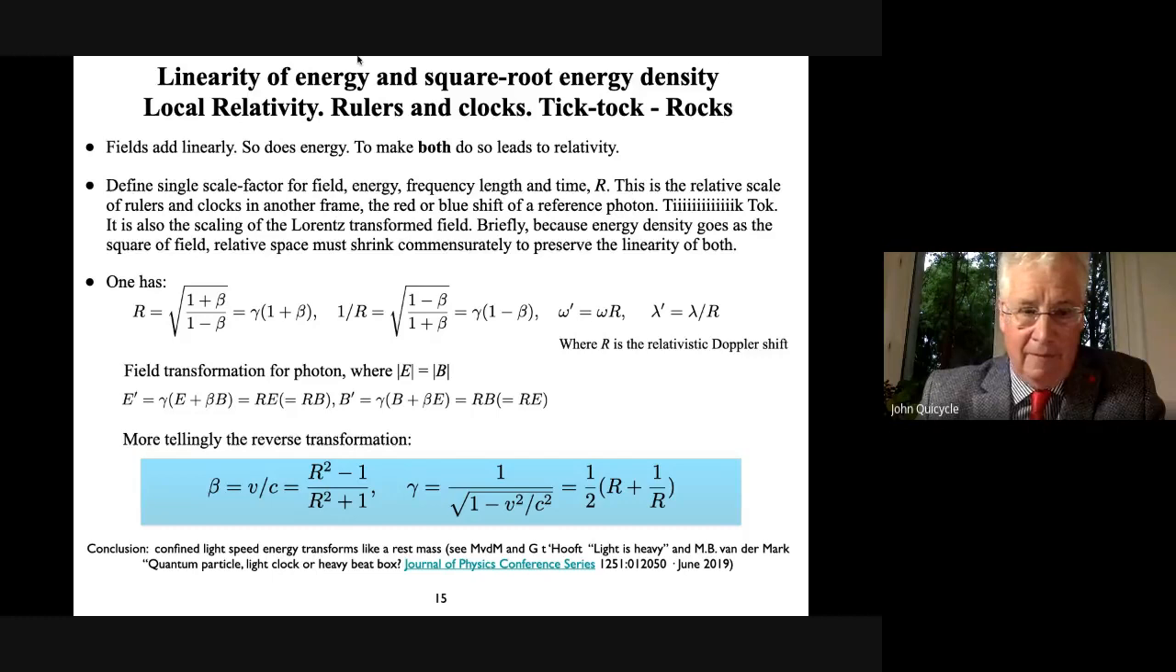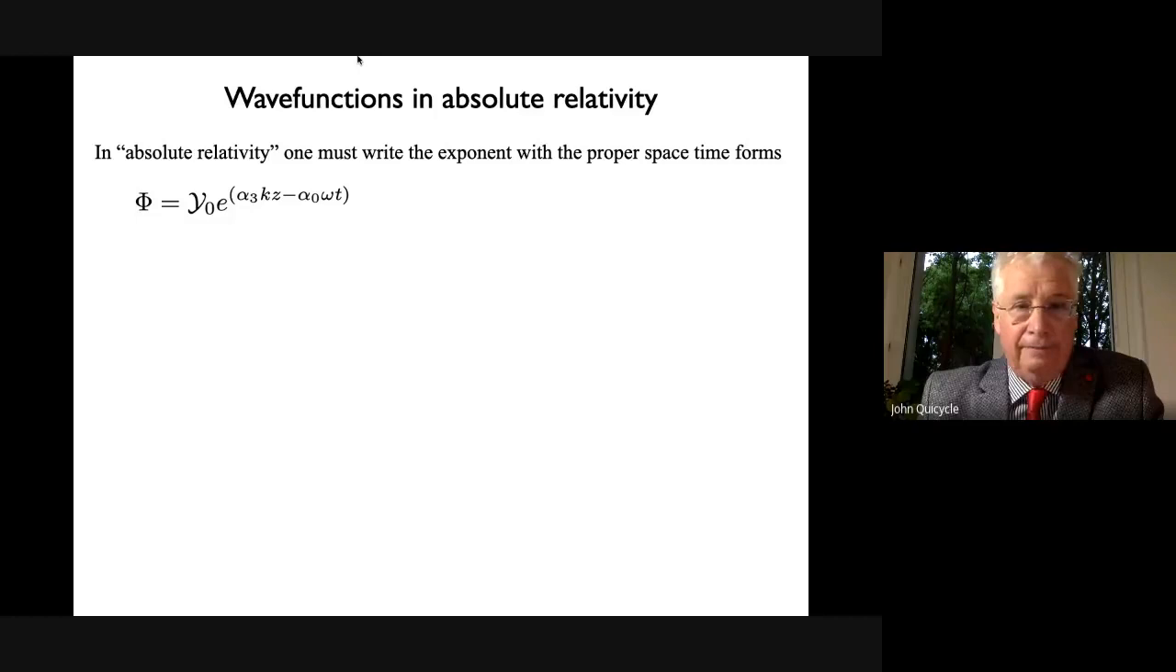So the conclusion from that is that the light speed energy transforms like a rest mass. And you can look at some of Martin's work on this, which is up on the website, and some older stuff called Light is Heavy with him and Toft a few years ago. So, right, so much for this function R. Now I'm going to use that function R in generating these wave functions.